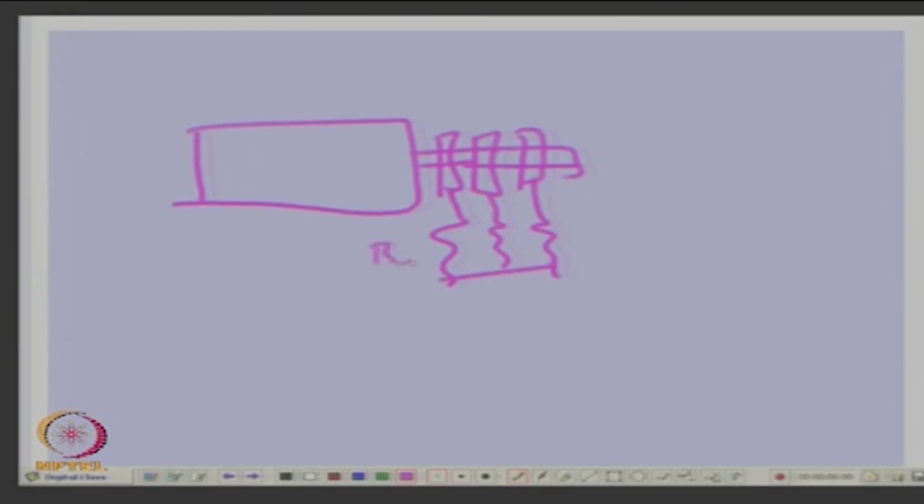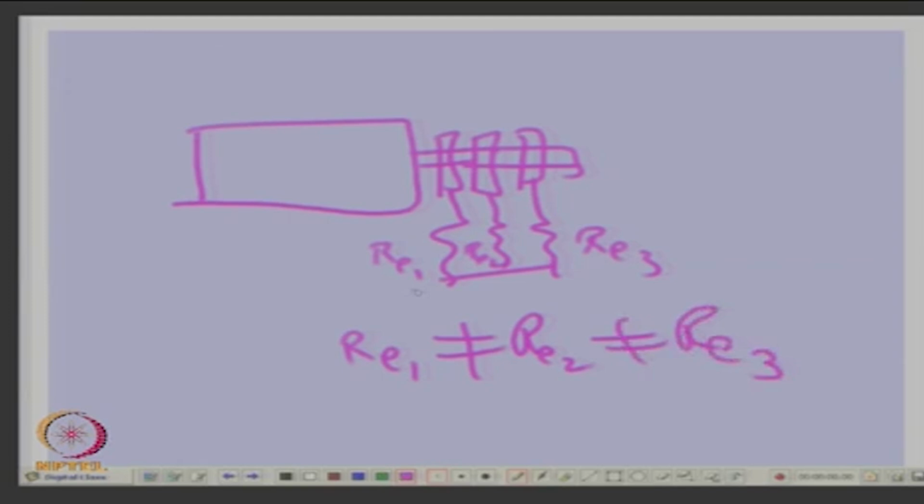So, external resistances RE1, RE2, RE3. Okay. So, RE1 is not equal to RE2, not equal to RE3. This way it becomes asymmetrical, is it not? So, you can add this to the internal resistance of the windings, and it becomes an asymmetrical machine.